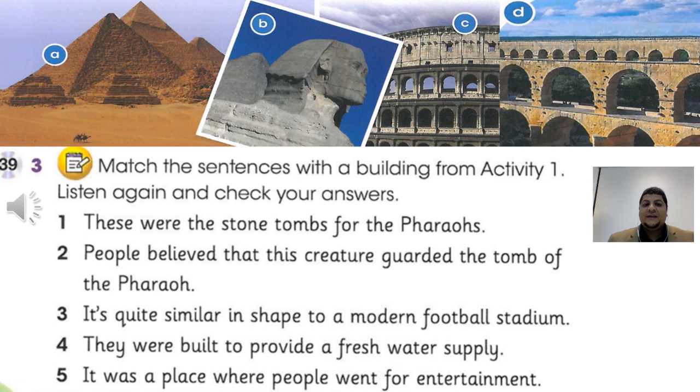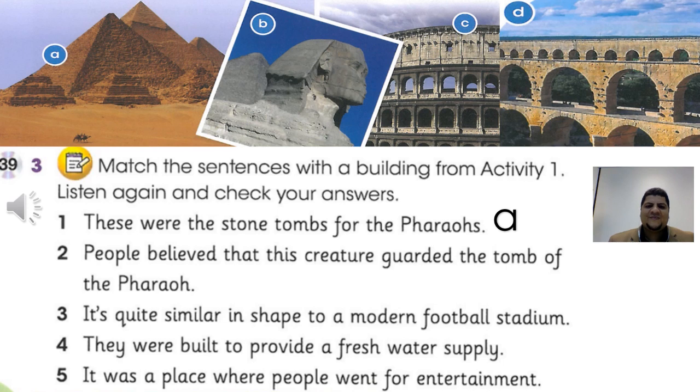Now you are going to listen again and check your answers. Track 39. 1. There's lots of information about ancient Egypt on this page. Look, it says that ancient Egypt was one of the greatest civilizations of the past. Egypt is in northeast Africa, and the ancient Egyptians lived on the banks of the River Nile. It says here that the pyramids were the stone tombs of Egypt's kings, the pharaohs.